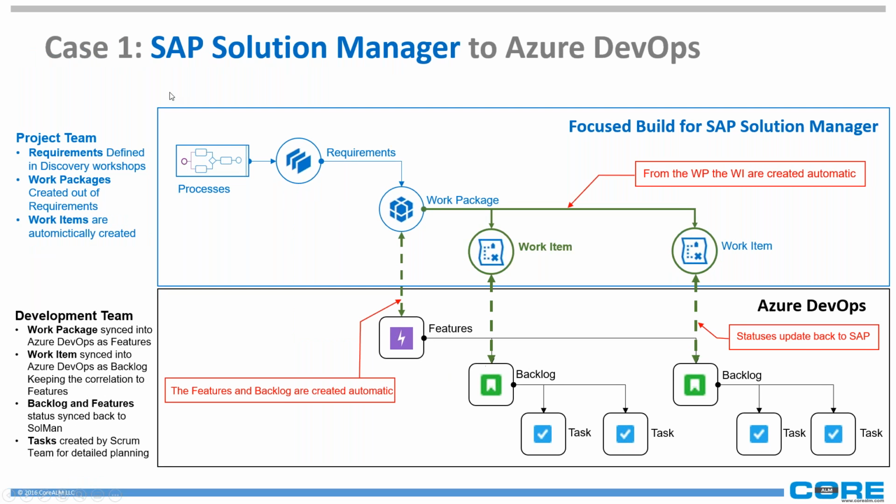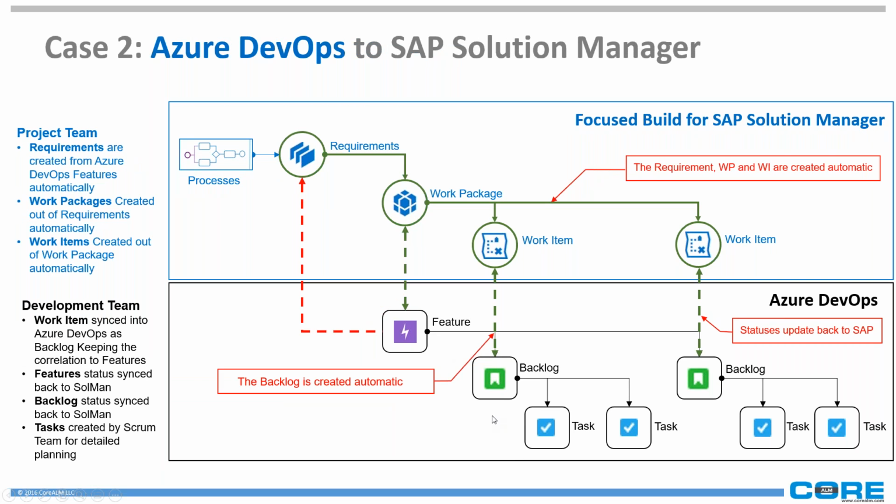The first use case is that you can have SAP Solution Manager update Azure DevOps automatically. So at any time, as soon as you create a work package, it will create a feature, and then the work item will create a backlog item. And then the statuses at any given time are sent back to SAP if there's any update within these backlog items and statuses. Similar for the work packages and features as well.